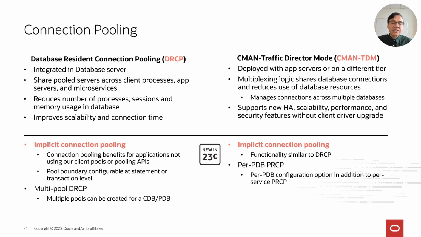So that even if your application is not using our client-side connection pool, or you are not using our pooling APIs to mark request boundaries, you can still use implicit connection pooling. And you can configure the pool boundary either at a statement or transaction level. So this surely provides you much more flexibility in terms of using DRCP and CMan-TDM. So in summary, we are offering you various technologies and deployment models for better scalability and optimizing database resources.